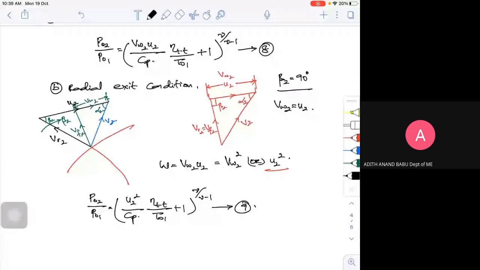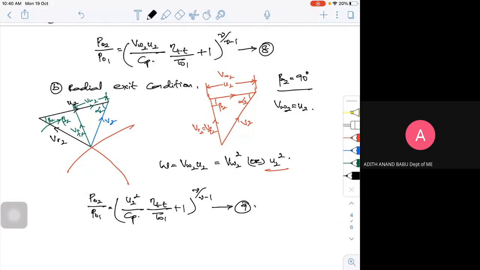Now what is it actually? If there is a slip, your VW2 will change. You will end up with a smaller VW2 instead of a bigger VW2. Whenever I have a smaller VW2, your whole energy which was supposed to be something like 10 Newton meter will be 9.5 Newton meter. So what will happen? This will bring down your work factor.